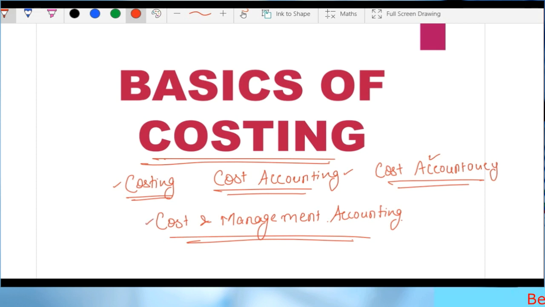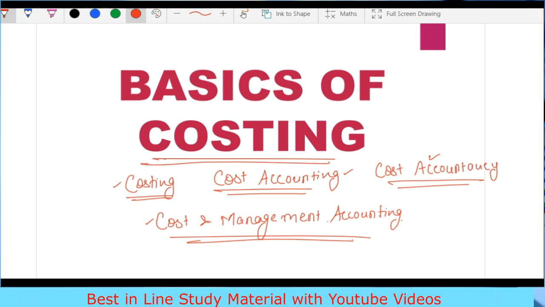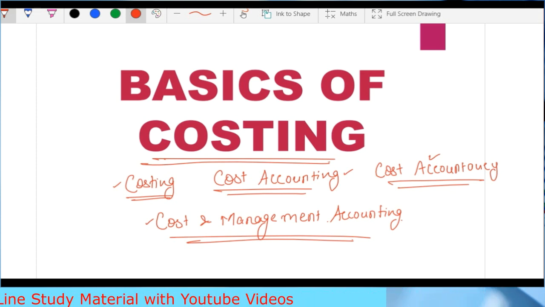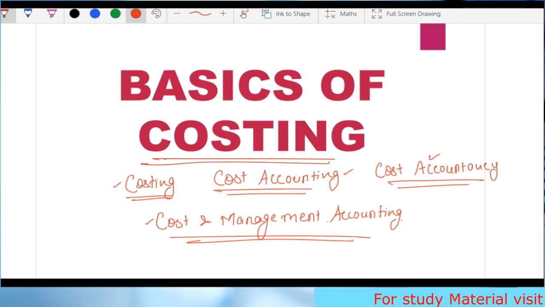Like if we look at the CA IPCC, that is the old course, there they used to write cost accounting and financial management, paper number 3. And in the new course, they write it as cost and management accounting, paper number 3. Financial management and economics for finance has moved to paper number 8. So these are the various names of the same content.